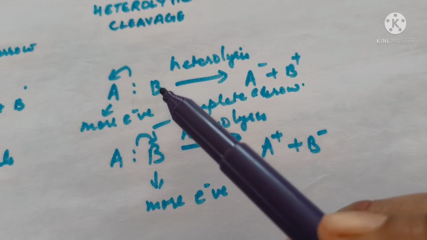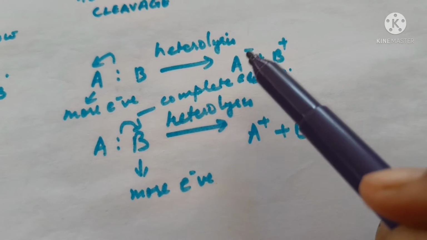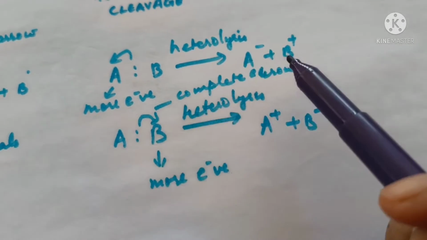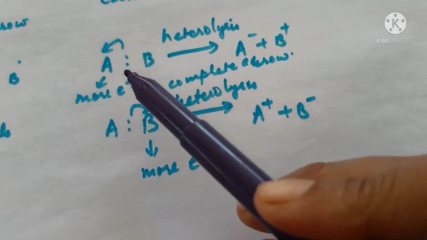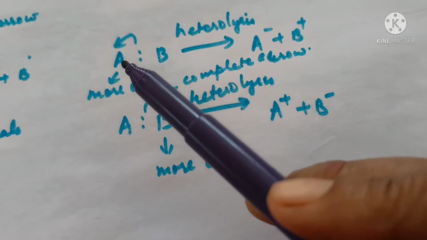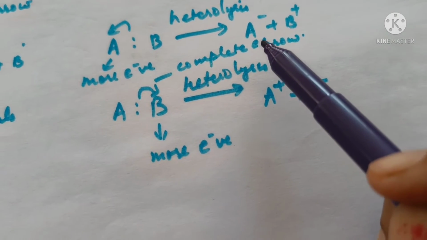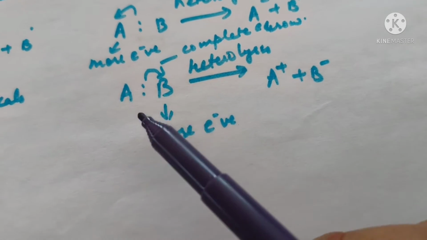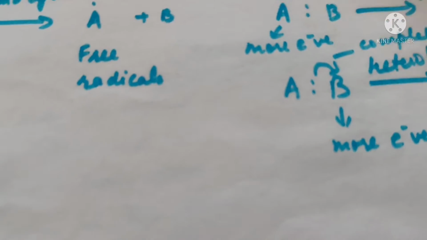The more electronegative atom will take away the electrons and as a result form a negatively charged anion, whereas the less electronegative atom loses its electron and forms a positively charged cation. It can break in two manners. If A is more electronegative, it takes the electron and forms a negatively charged ion, and similarly if B is more electronegative, it will take the electron and form a negatively charged ion, and A will be formed as a cation.